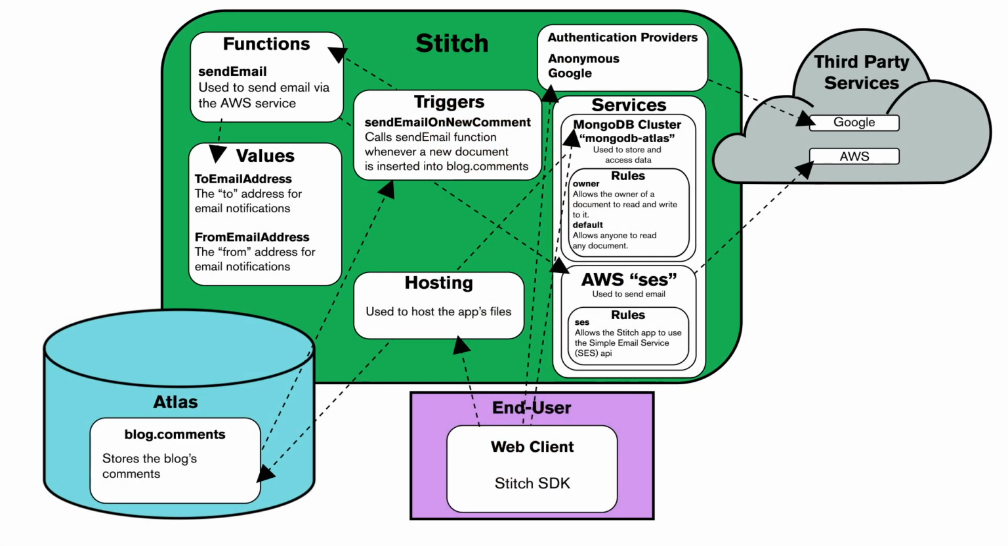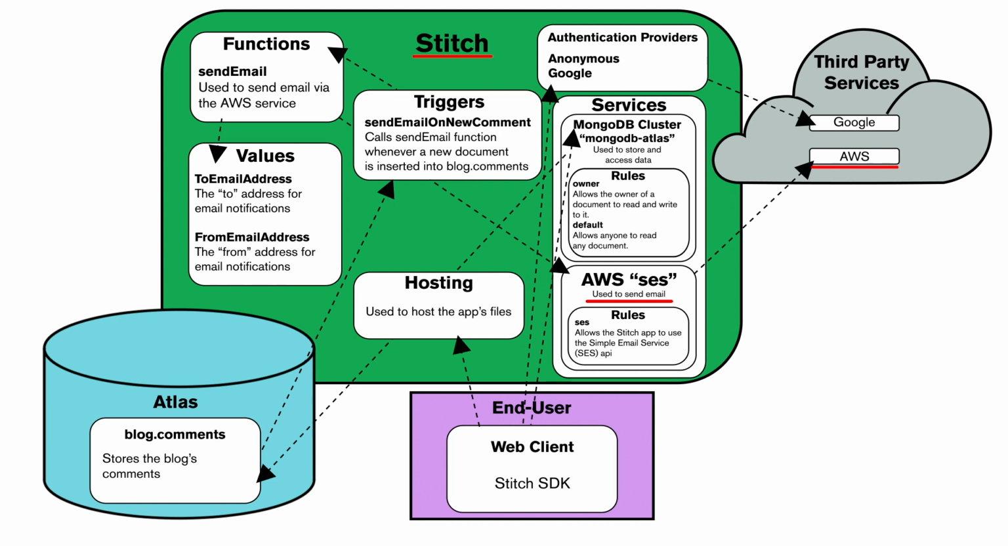Before I start, let's take a look at the architecture diagram. I'll start with Stitch services. Today, I'm going to create an AWS service. I'll configure a rule for the service that allows the Stitch app to use the AWS Simple Email Service, or SES, API. The Stitch service will interact with a third-party AWS service to send email.